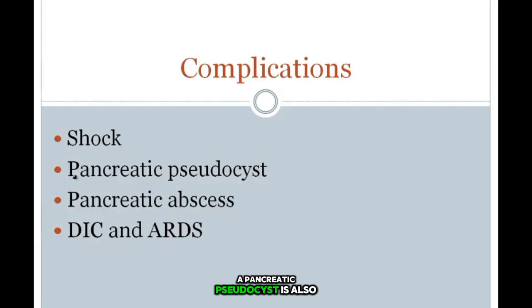A pancreatic pseudocyst is also a complication. In this particular case, you get fibrous tissue that surrounds liquefactive necrosis and pancreatic enzymes. So it's called a pseudocyst because it doesn't have a true lining. Instead, it's just fibrous tissue that walls off pancreatic enzymes and liquefactive necrosis.